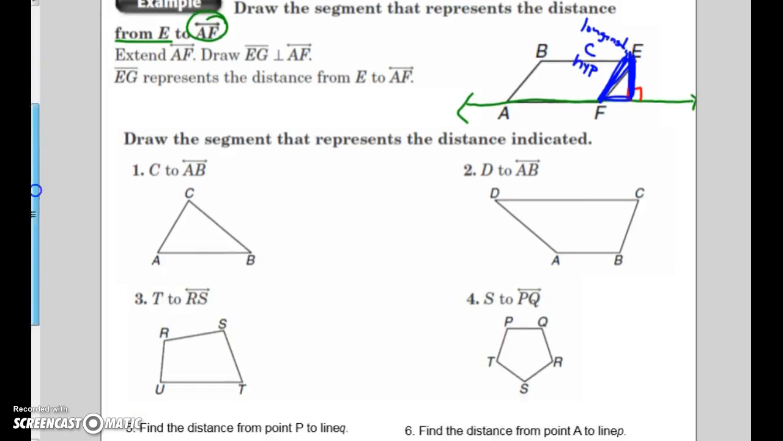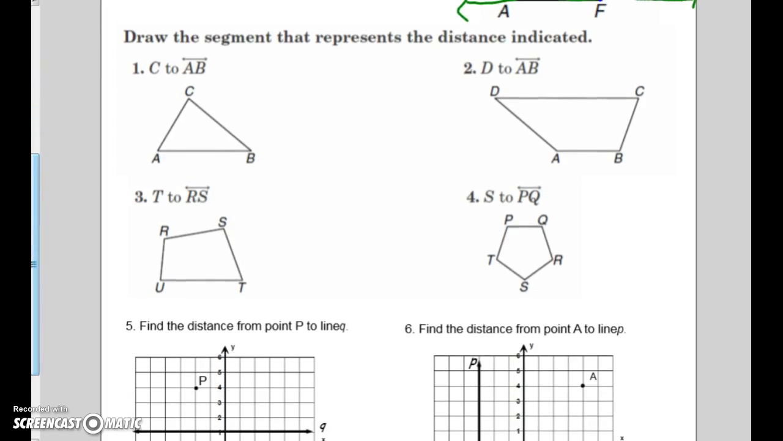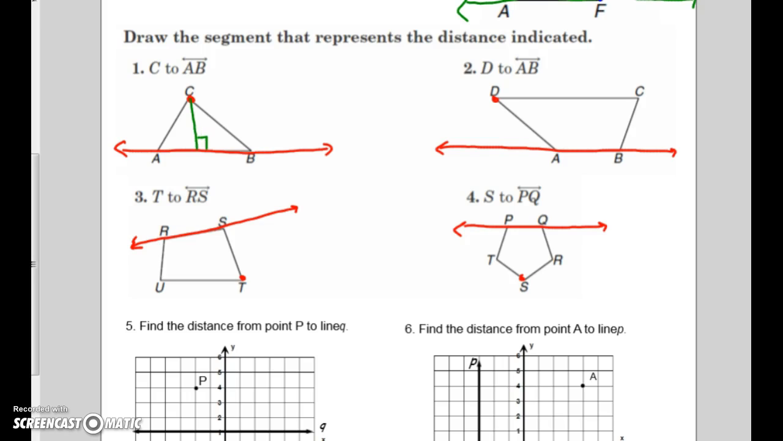Okay, so I want you to look at 1 through 4, and I want you to draw the shortest distance from the point they give you to the line. Okay, so if I'm going from C to AB, how many of you drew that line right there? From D to AB, how many of you drew this line right here? From T to RS, the line should have been right here to make 90 degrees. And then from S to PQ, make 90 degrees. Easy stuff? Yes. They have to be 90 degrees. They have to be perpendicular.